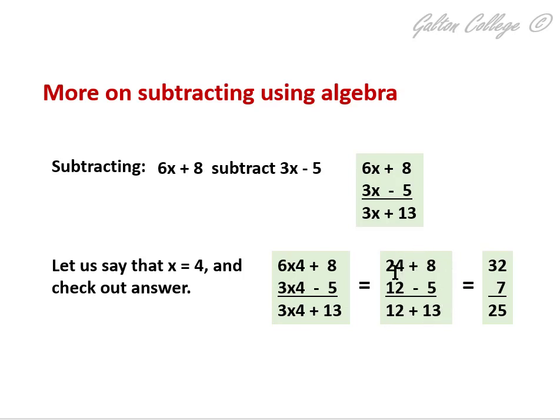Now let's take this box here and just move to the last step. 24 plus 8 is 32. 12 take away 5 is 7. And 32 take away 7 is 25. So what we've got now is the solution to our problem above.